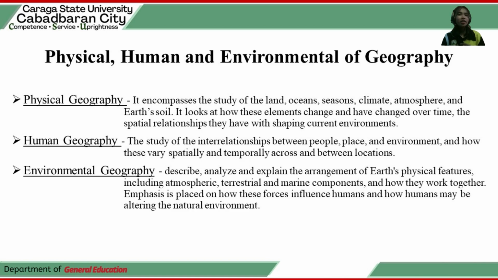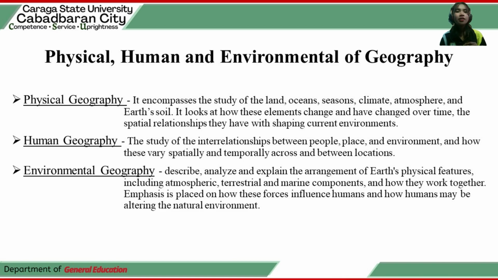Physical geography. It encompasses the study of the land, ocean, seasons, climate, and atmosphere, and earth soil. It looks at how these elements change and have changed over time, and the spatial relationship they have with shaping current environments.